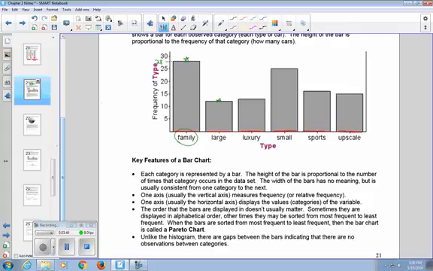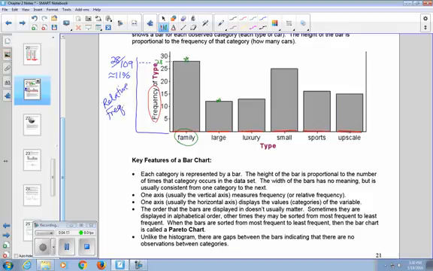Right. Second key feature: one axis, usually the vertical axis, measures the frequency or relative frequency. So right now it's measuring frequency. But if we convert this to a proportion, we'll take family cars as our example: 28 out of 109, which is about 11%. This is called a relative frequency. So in that case, we would relabel our vertical axis as relative frequencies.